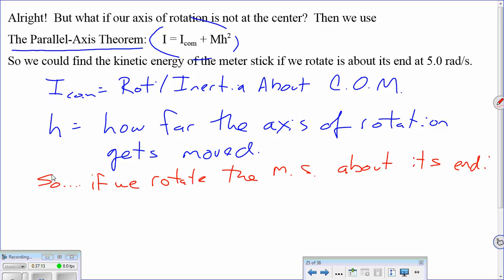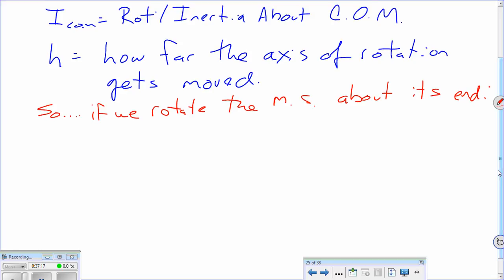Sorry, I was just bringing us all back onto the same page. So here's what we know. We know that our rotational inertia about the center of mass was 0.0583 kilogram meter squared. Is that right? Good. All right, and then what would h be? If I go from rotating it here to rotating it here, what would h be? 0.5 meters, right? Because that's how far I moved my axis of rotation.